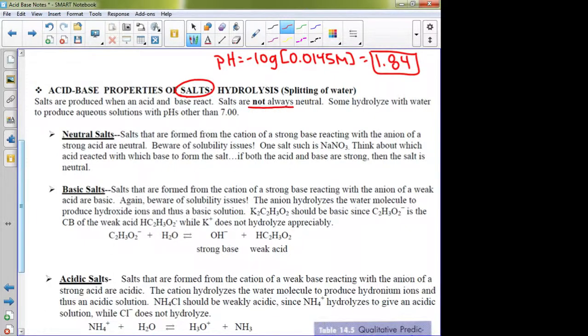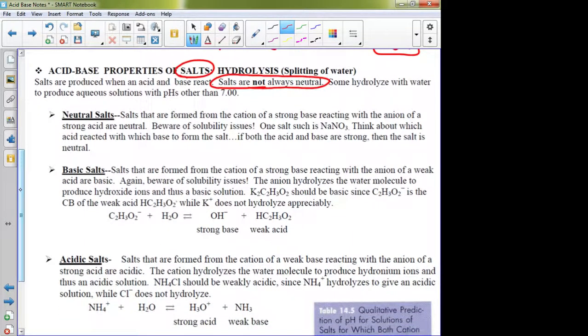Salts are not always neutral. Sometimes we'll get an acidic salt, sometimes we'll get a basic salt, and sometimes we will get a neutral salt. Okay, so let's talk about this. Neutral salts will be formed when we have a strong base reacting with a strong acid. So when I take a strong base with a strong acid, then I know that my salt is going to be neutral. For example, NaNO3.